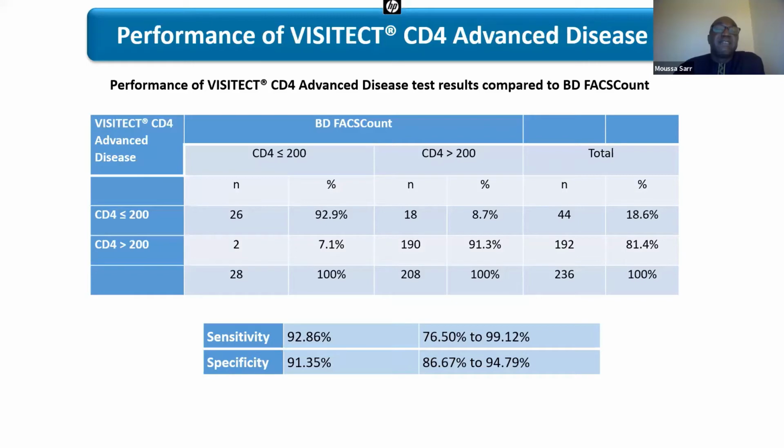So these are the first findings for the phase two analysis. We compared the performance of VISITECT CD4 Advanced HIV Disease to the BD FACSCount. As you can see, we have high sensitivity for the VISITECT at 93%, with a confidence interval going from 76 to 99, and also a high specificity at 91%, with a confidence interval going from 87 to 95.